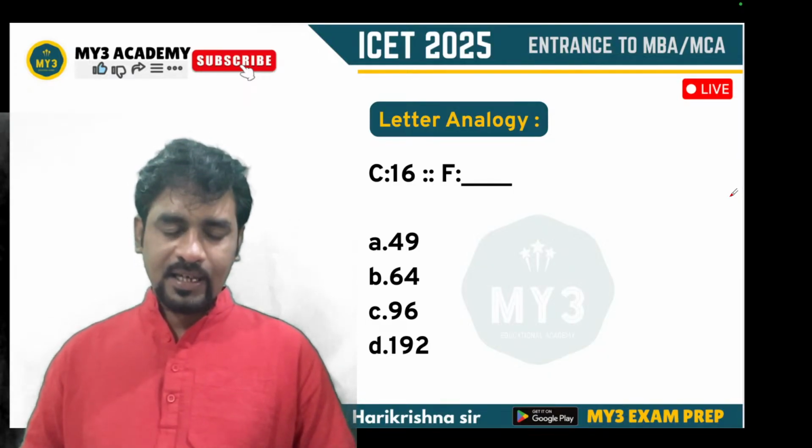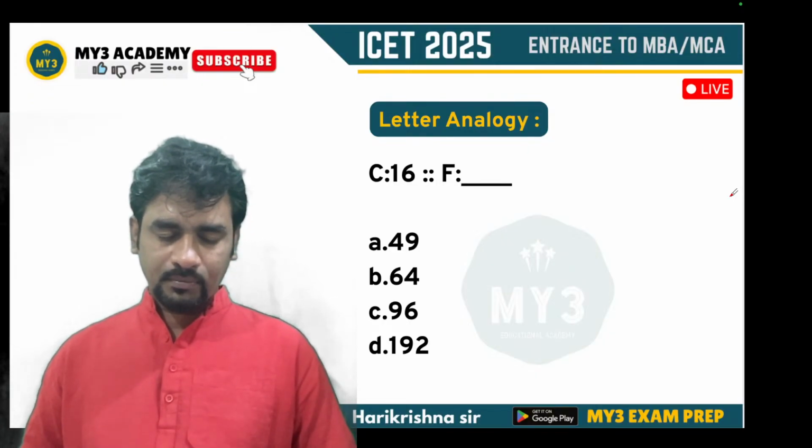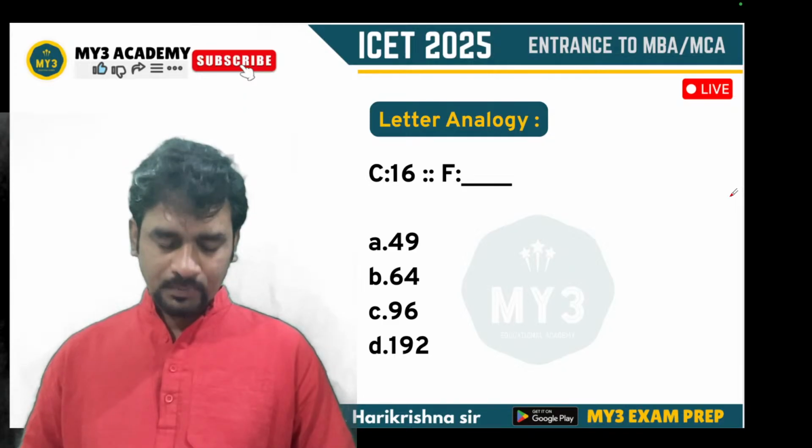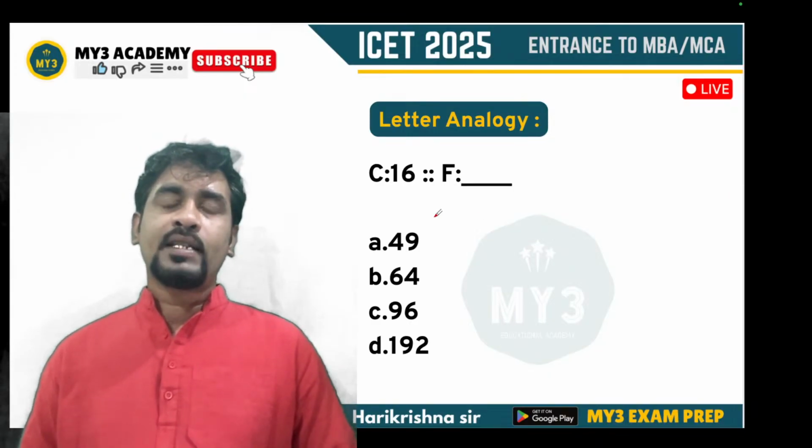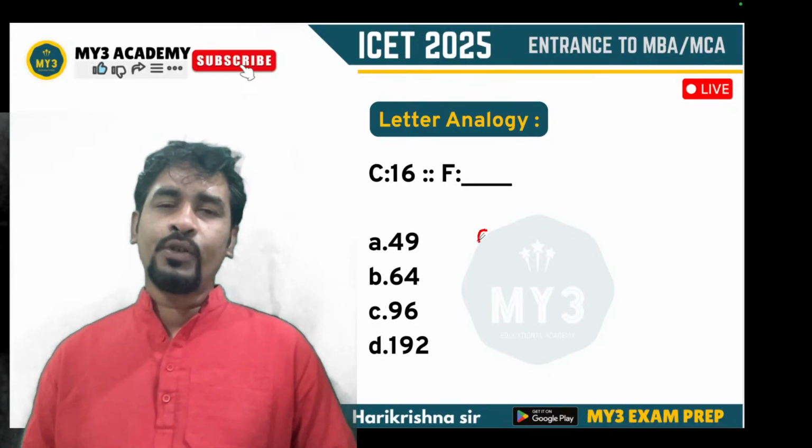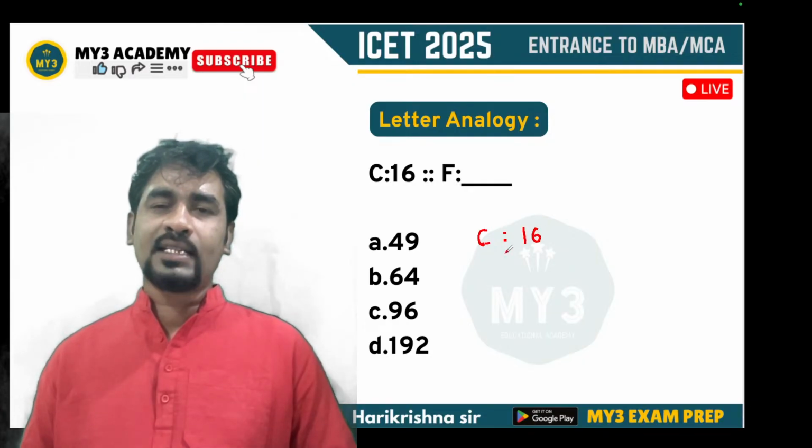C is 16, F is what? Kasim is saying option A. So you need to look at the reference pair and understand the logic.